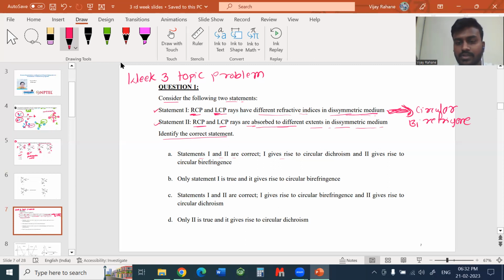Right. This is because of this one. And in the second one, if you see the rays are absorbed to different extents in a symmetric medium. This is because of which phenomenon? These two different components are absorbed differently, right? Which causes a difference in the electric field vectors, which in turn will form an elliptically polarized ray. Elliptically polarized ray, as the professor already told.